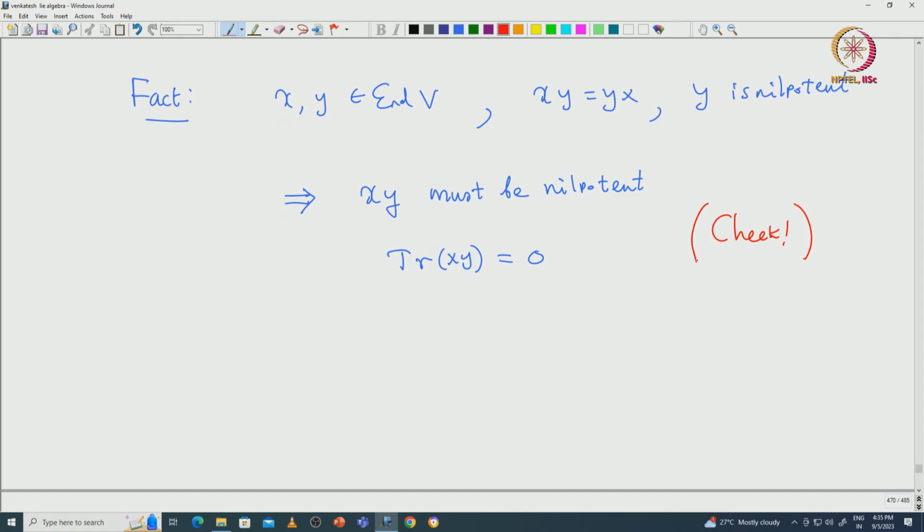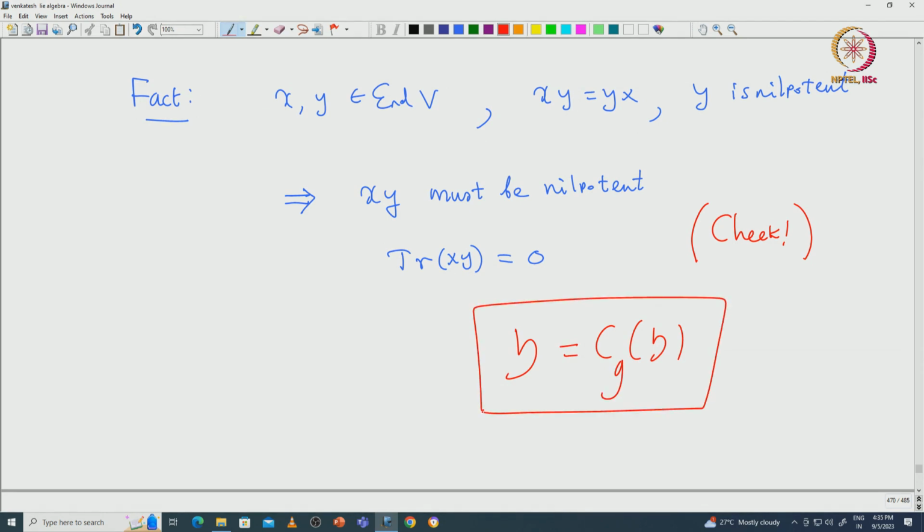This fact again will be used repeatedly in order to prove that the maximal toral subalgebra is the same as its centralizer inside g. This is the ultimate goal that we will prove in the next class.